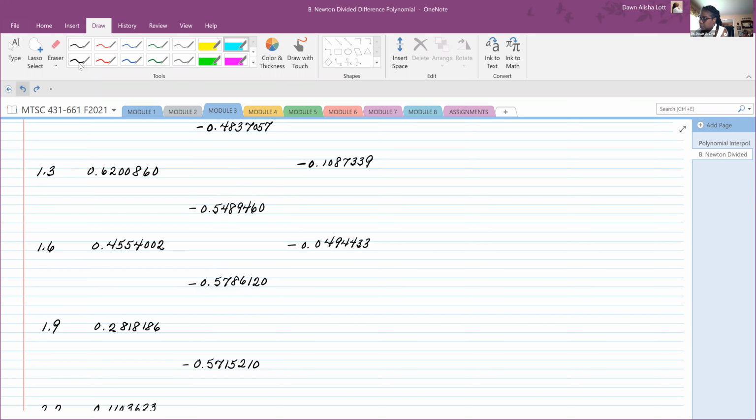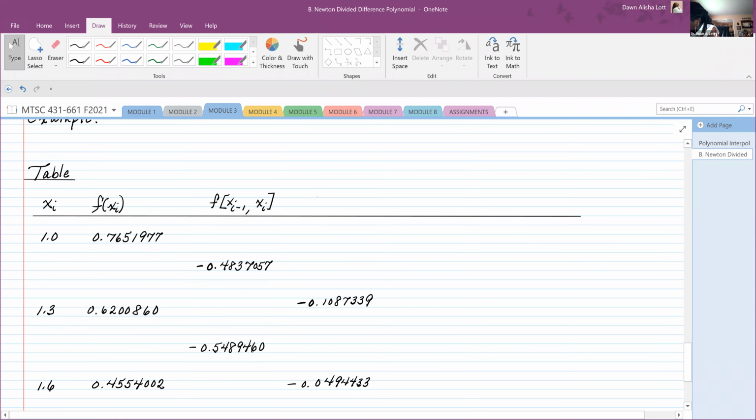And then this next one, I'm going to get 0.0118183. Okay, I only have two more, guys. Woo, getting down to the wire. So I did the first divided difference, the second divided difference. This one is f of xi minus 2, xi minus 1, and xi. Okay, so that's the second divided difference. First, second.